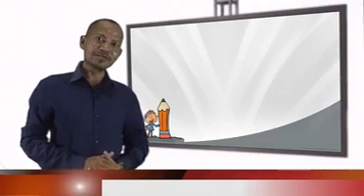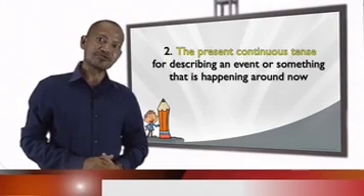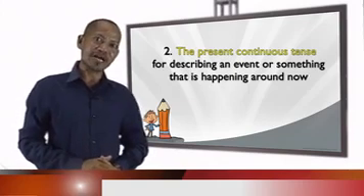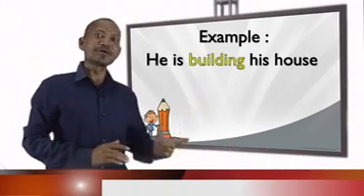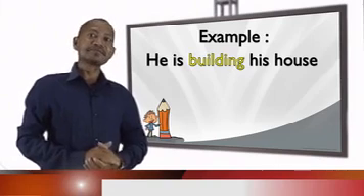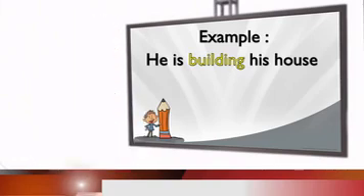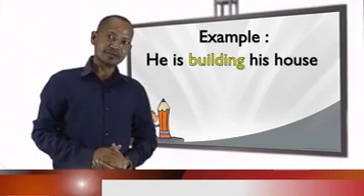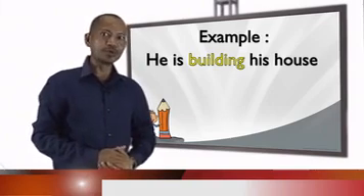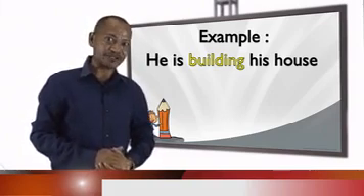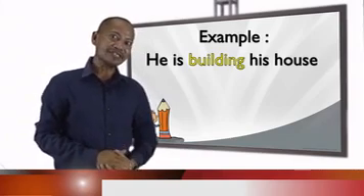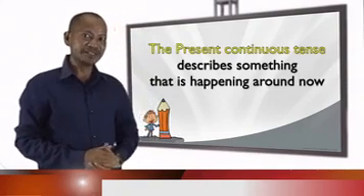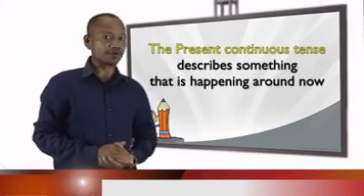The next thing is where the present continuous tense is used to describe an event or something that is happening around now. For example, I would say, he is building his house. Just for you to know, he might not be building the house right now, but he is building it around now. We don't know how long it takes him to get the house built, but he definitely is going to finish building it soon. So you see, the present continuous tense in this case describes something that is happening around now.